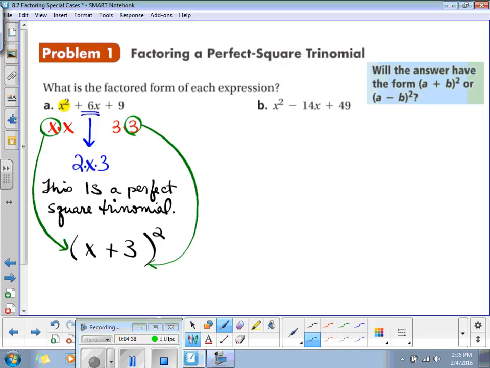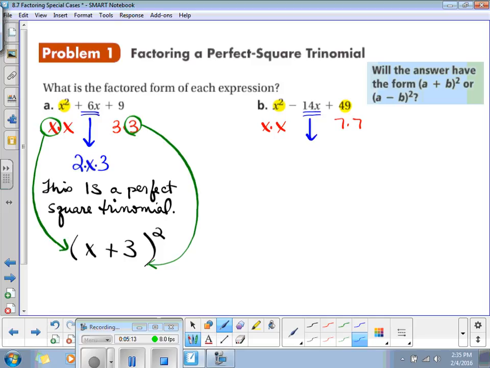All right, so again, we want to decide, is this a perfect square trinomial, okay? So we're going to look at the first term, x squared. Perfect square, yes? Because x times x is x squared. Then we want to look at the 49. Yes, it is. Very good. Because 7 times 7 is 49. Now we need to check our middle term.